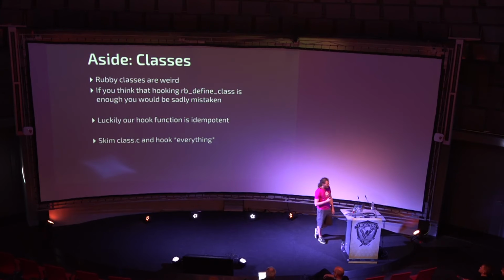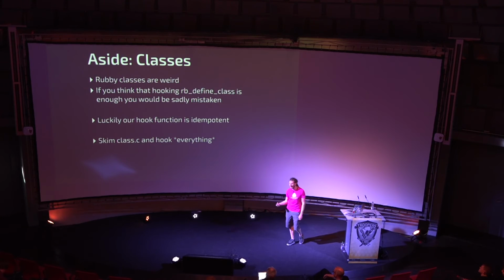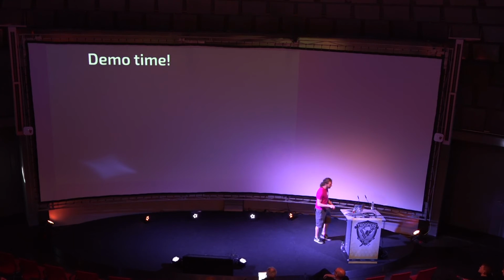And so Ruby classes are sort of strange. Aside from the fact that there are more ways to define them than just invoking define class like you might naively believe, there are more than one ways to define them at the VM layer. There are just simply a bunch of operations that result in a new class existing in the universe. And so the easiest thing to do is acknowledge that our hook function is idempotent and just run through class.c and hook literally everything. And so I wanted to give a demo of this.